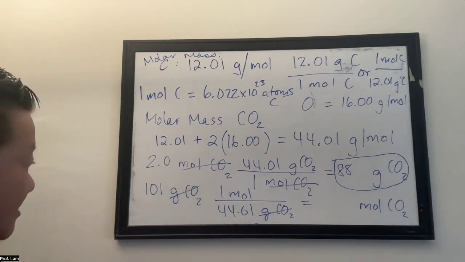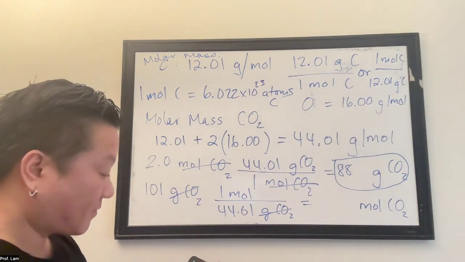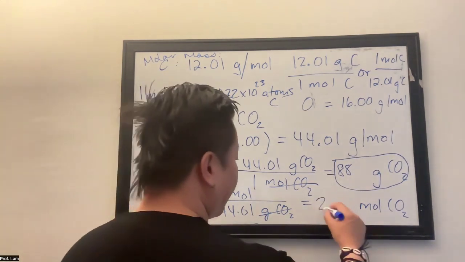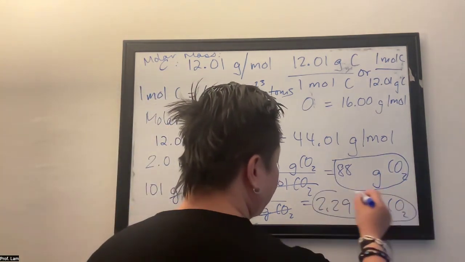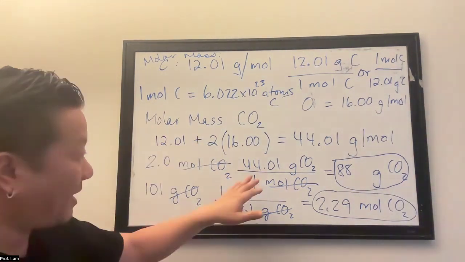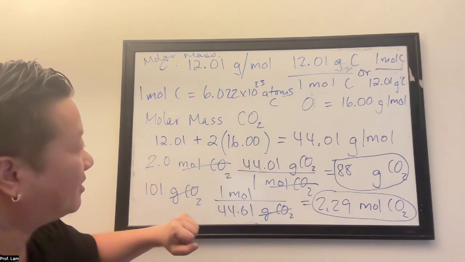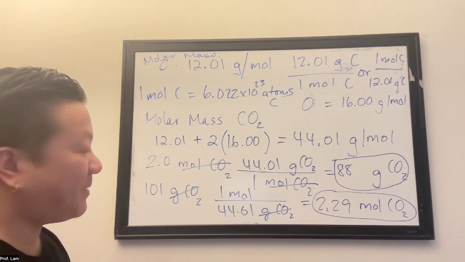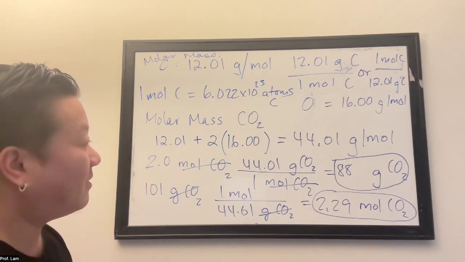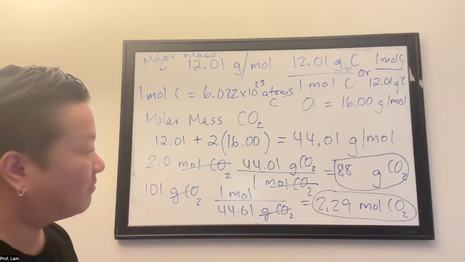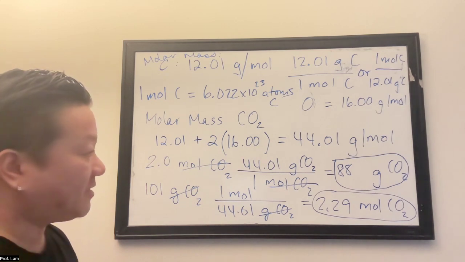Let's punch that into the calculator. To 3 sig figs, 2.29 moles of CO2. Notice how we use the molar mass of CO2 to convert between grams and moles. That's a basic function that you should learn, which you've learned already in a previous chapter. But now you're going to do it with molecules, not just atoms.